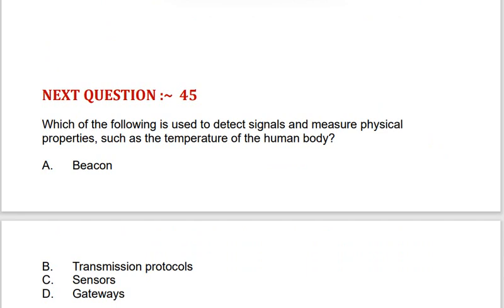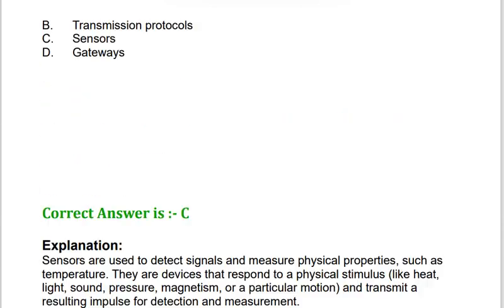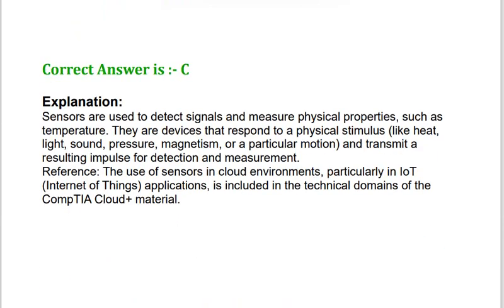Question is, which of the following is used to detect signals and measure physical properties such as the temperature of the human body? Option A, beacon. Option B, transmission protocols. Option C, sensors. Option D, gateways. Correct answer is option C.